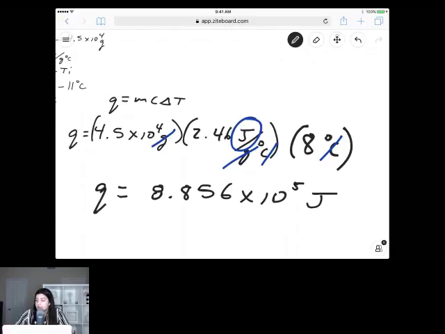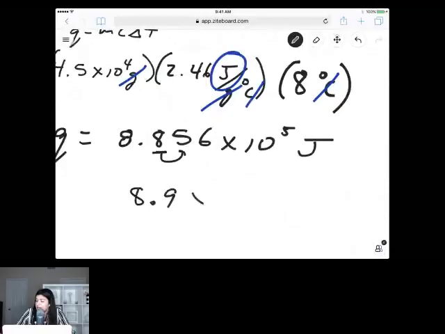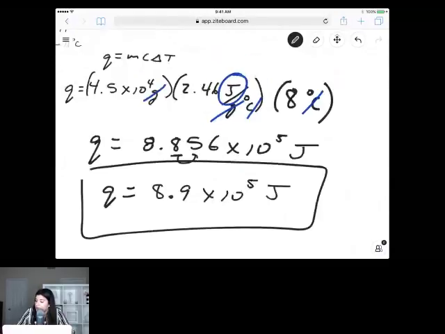And of course, sig figs are always important. How I know which one to use is going back to my given, and my given value was that 45 kilograms. So I'm going to round to 2 sig figs. Rounding to 2 sig figs, I'm going to round this up. This would have been 8.9 times 10 to the fifth joules. And that is our heat absorbed.